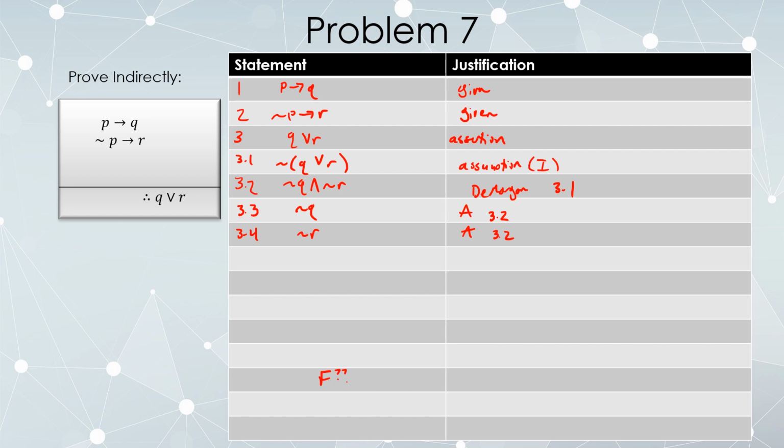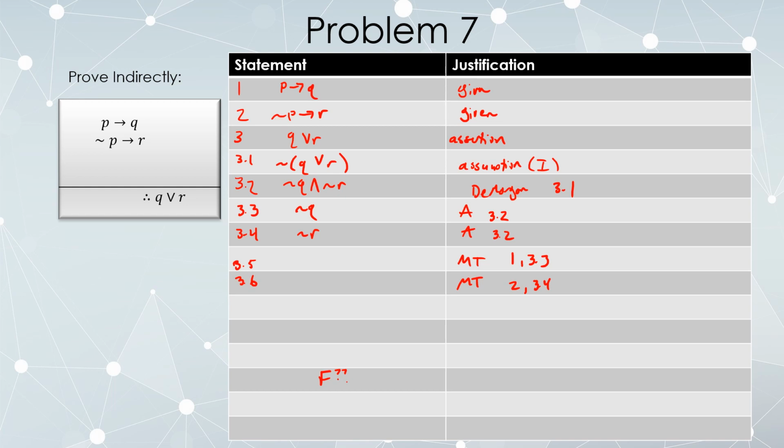So P implies Q, not P implies R. And our new information is the negation of this conclusion, the negation of that conclusion. So two different applications of modus tollens between lines 1 and 3.3, or 2 and 3.4 respectively. So with P implies Q, not Q, modus tollens gives us not P. With not P implies R, but not R, modus tollens gives us P.